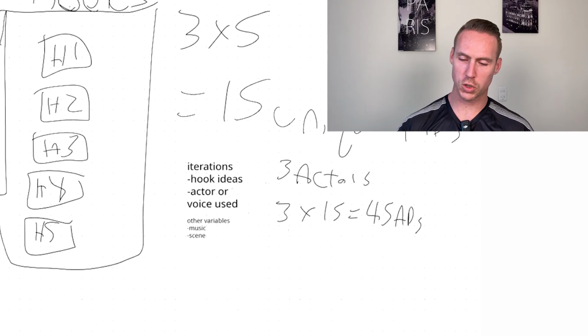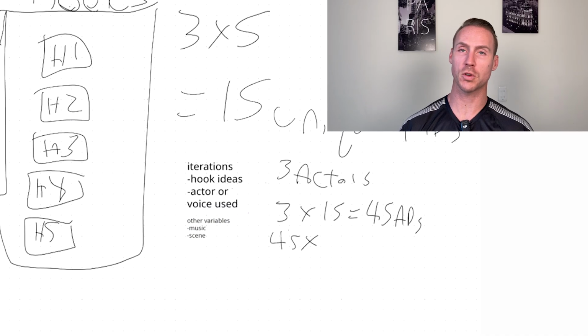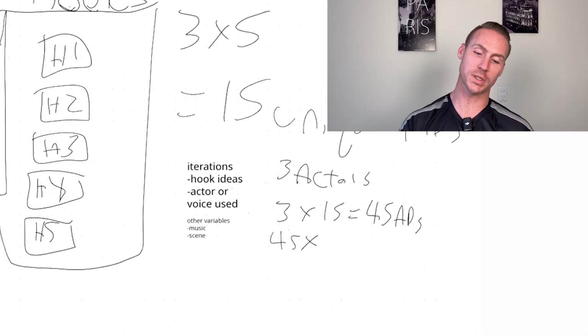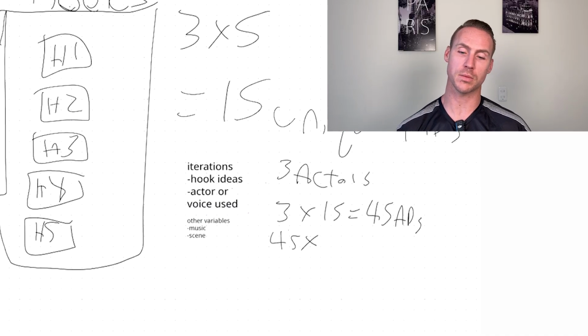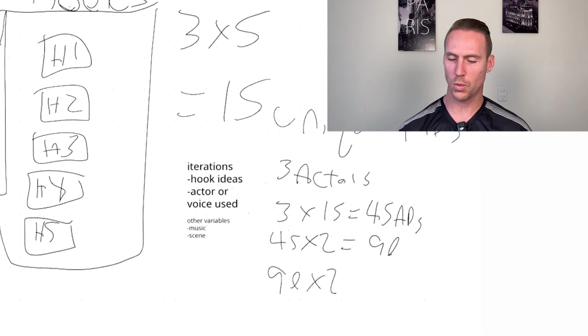And let's say you do two of each, right? So now our 45 ads times two, if you're using background music, or maybe your original set has no music, and the second one has some type of music behind it, right? Times two. Okay, now we're at 90. And then if we go one step further and we change the scene, 90 times 2 equals 180.